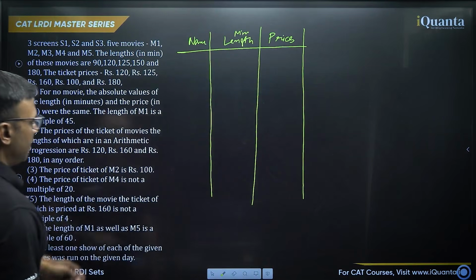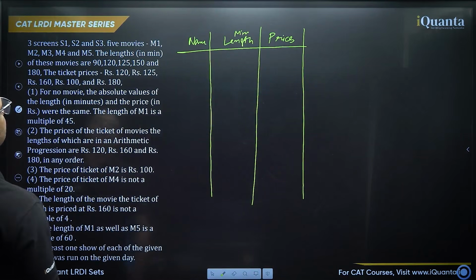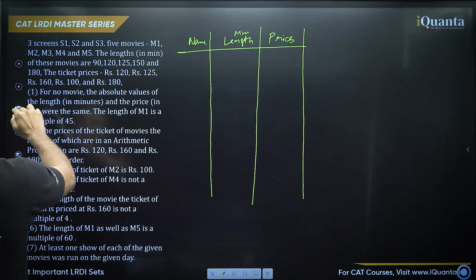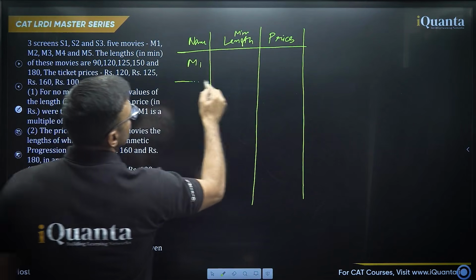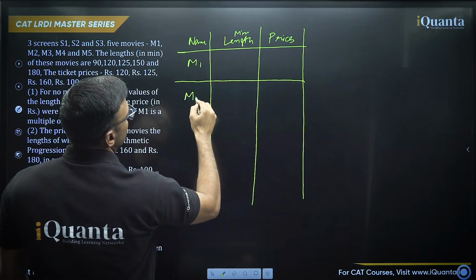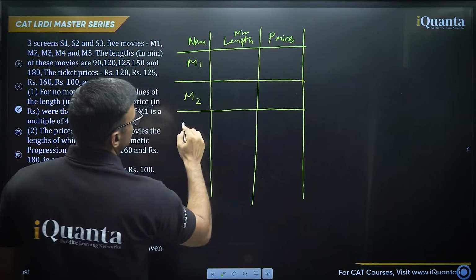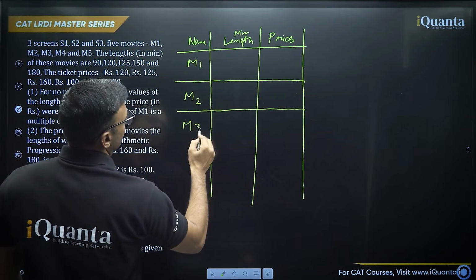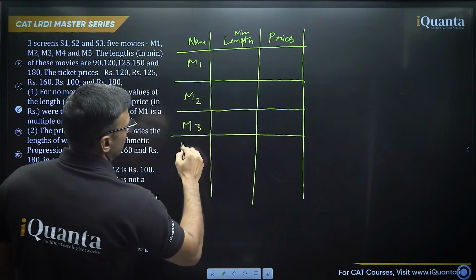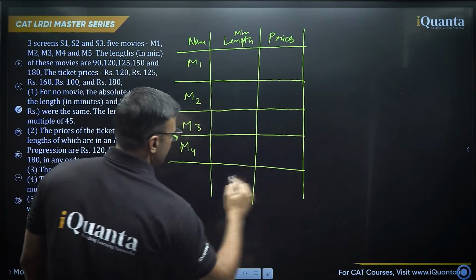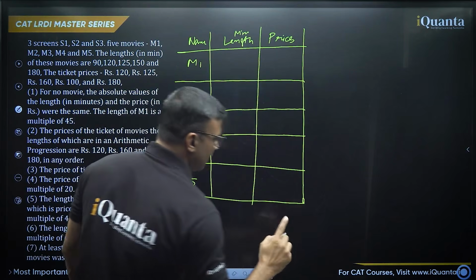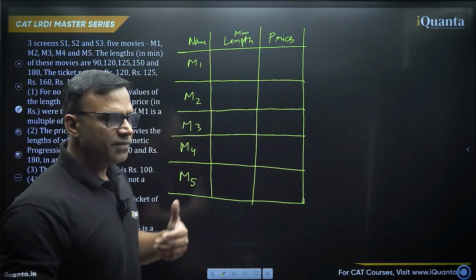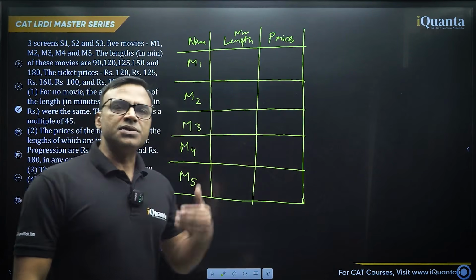Okay, now first of all, put the name of the movies. Name of the movies, simply M1, M2, M3, M4, M5. All right, so M1, M2, M3, without any hesitation, whenever necessary, you make tables, you make cases without any hesitation, because if it is a part of your habit, it will become a little easier to use that in the exam.